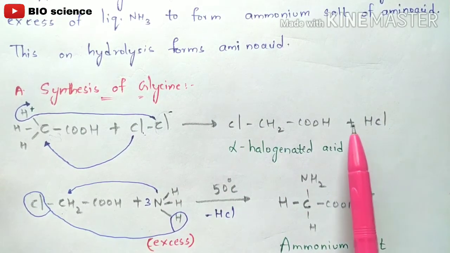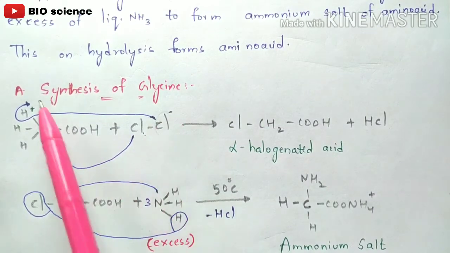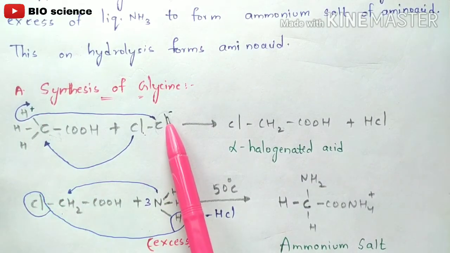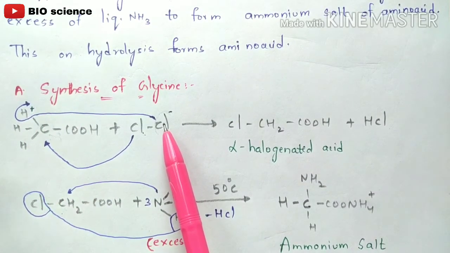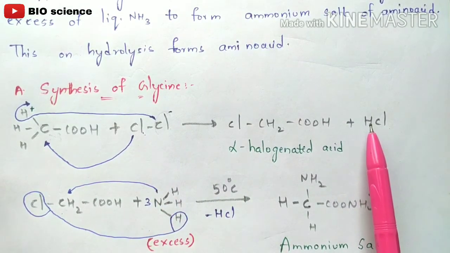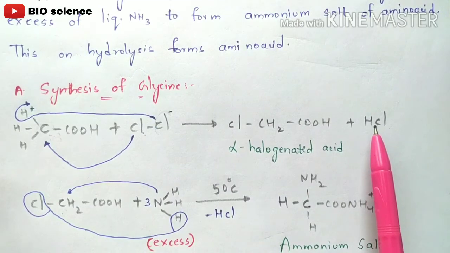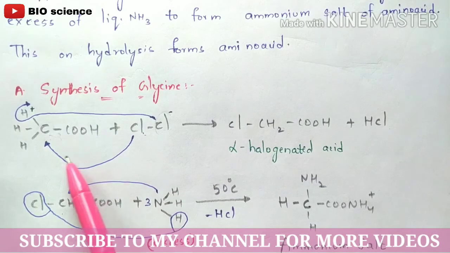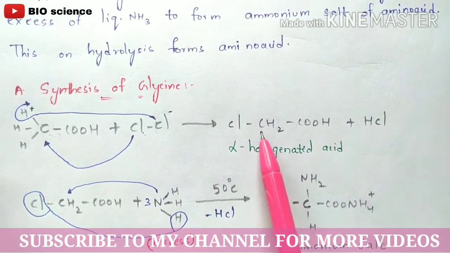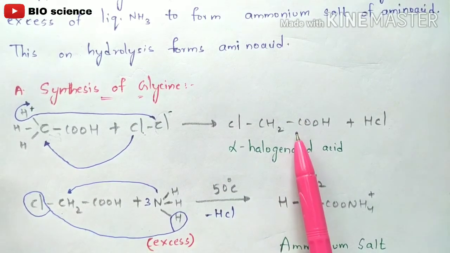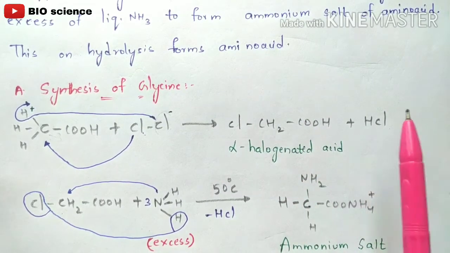We know that interaction always occurs between negative and positive charges of atoms. So here the positive charge is present in the hydrogen, which is called a proton, and the negative charge is present in the chlorine, which is called a chloride ion, and the interaction will occur and it will move out in the form of HCl, hydrochloric acid. And now the remaining Cl group will move towards the carbon atom. So finally it forms the alpha halogenated acid, and this hydrochloric acid will be removed.